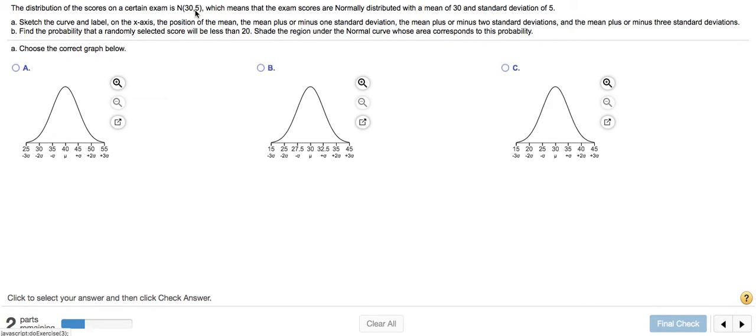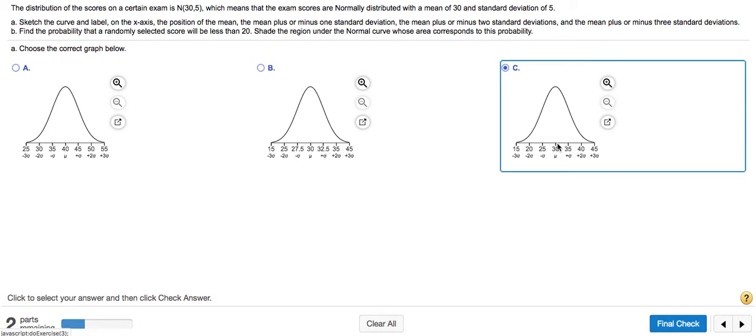And they're asking us to mark the standard deviations along the axis. So that's going to be C. Here we're counting by fives, and each time that you do, you've gone one standard deviation.